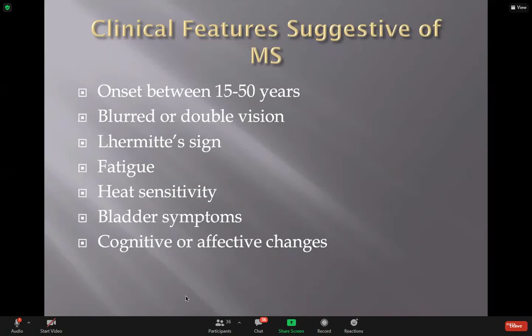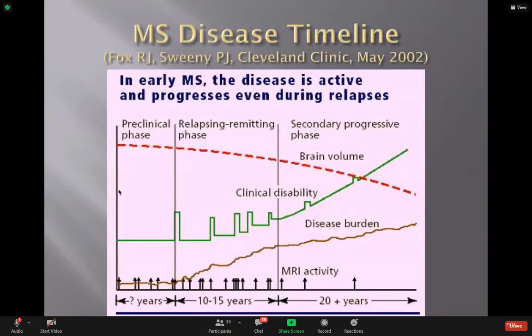Bladder symptoms. Somebody has urinary retention, urinary frequency, has to go to the bathroom a lot. These are signs. There might be some spinal cord lesions. And sometimes cognitive changes will occur. In early MS, the disease is active and it still progresses even during relapses at times, okay? So I think this graph just shows you the course over a long period of time.